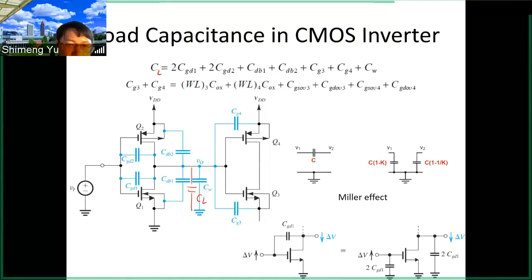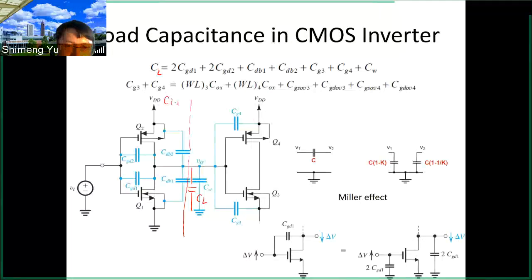If this is your total CL, actually, we can divide this into two major parts. On the left-hand side, we see those are the C intrinsic, because those capacitances are intrinsic to the first inverter. And then on the right-hand side, we have C extrinsic. So let's look at the C intrinsic first.